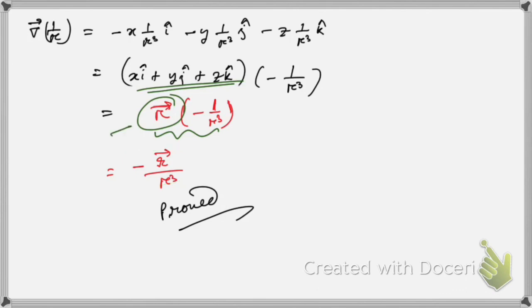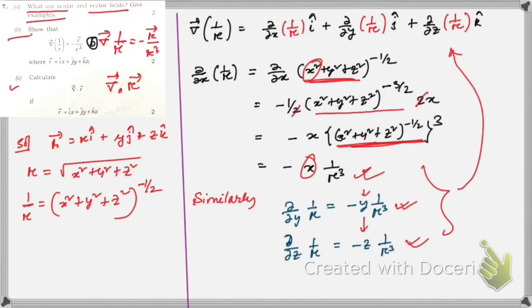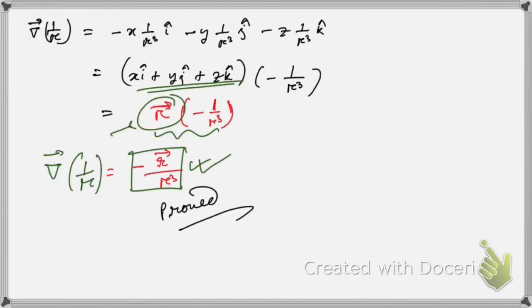If you simplify this, then you will get this result. So that's all we need to prove, that grad of 1 by r is equal to minus vector r by r cube. That's how we can prove. Now let's move on to the next part of this question, that is part C. Here we need to find the divergence of vector r. So let's move on to that.